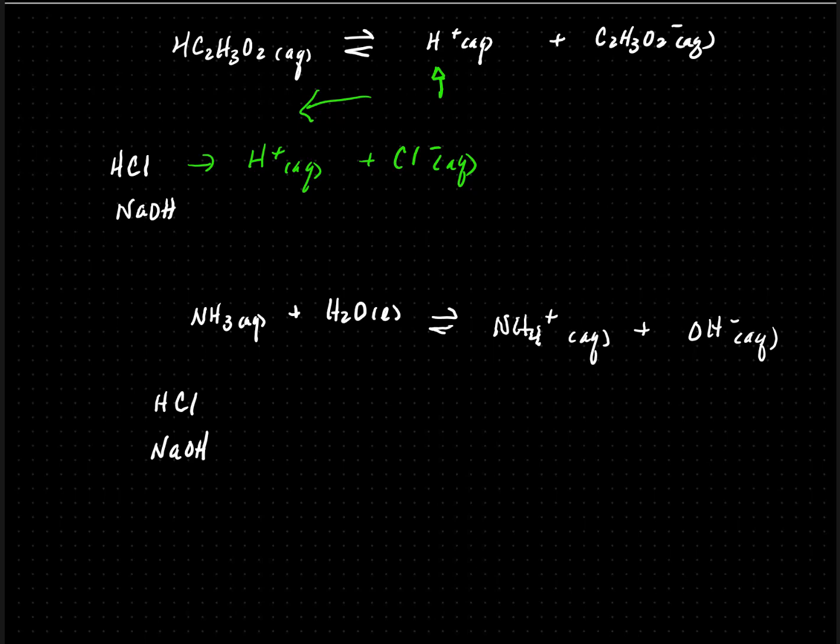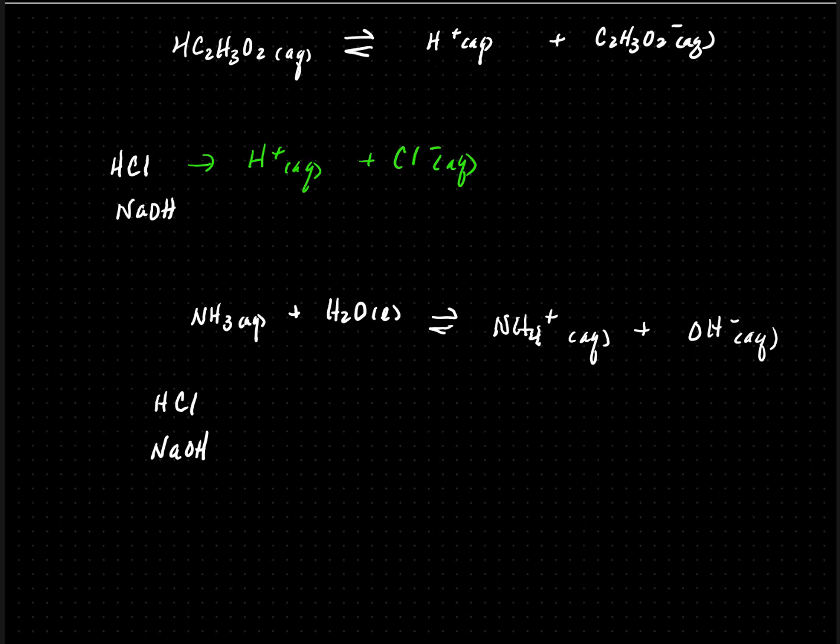pH measures H+ concentration. The higher the H+ concentration, the lower the pH, because lower pH is more acidic. That means the higher the pH, there's less H+ concentration, so it's less acidic or more basic.